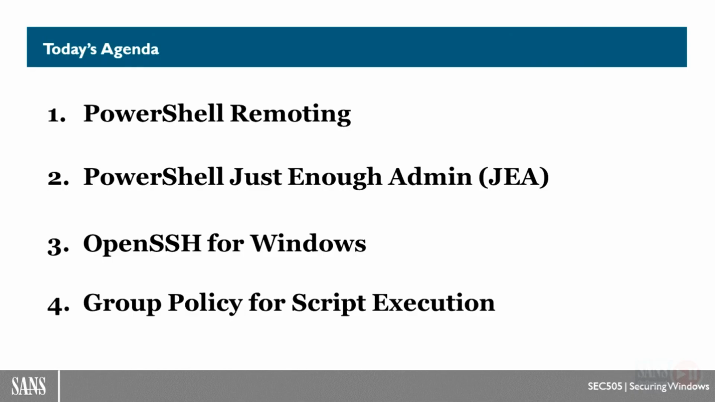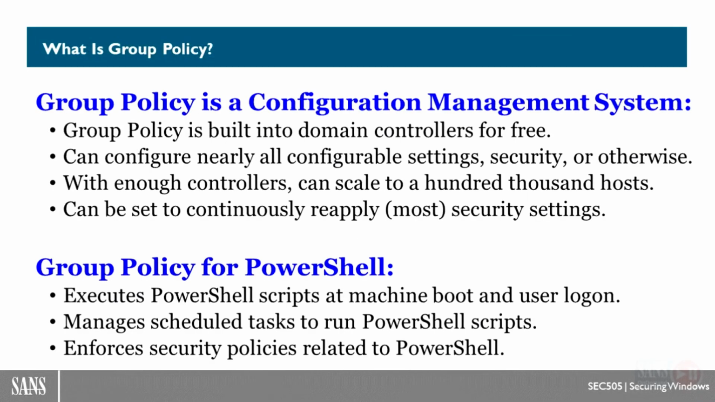So, we've been talking about how to execute scripts across thousands of machines. We've done traditional PowerShell remoting with the WinRM service and also OpenSSH. Now, in the last section, we're going to talk about group policy. Using group policy, you can configure nearly every configurable setting in Windows. And with enough domain controllers, you can make this literally scale to, for example, 100,000 machines.